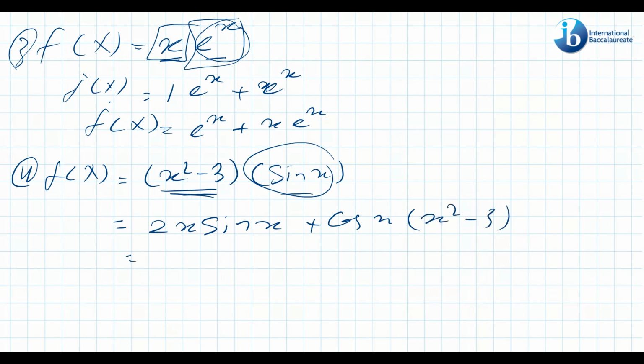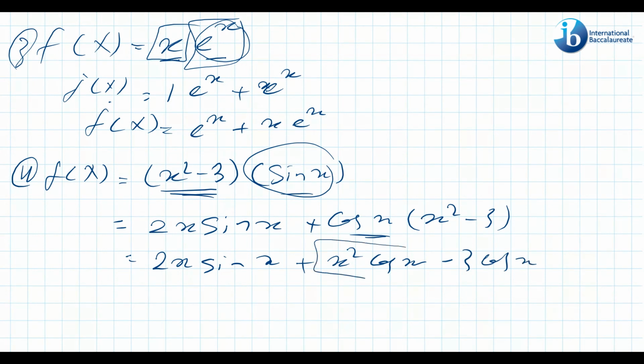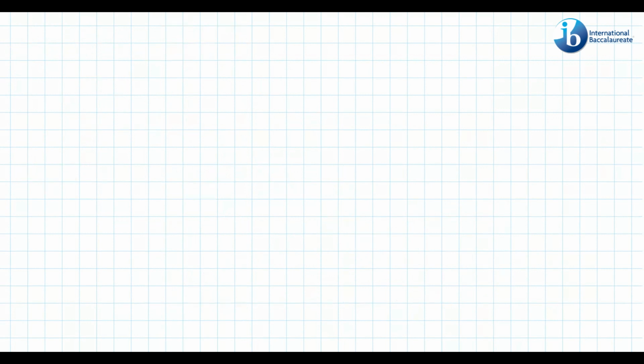And then it becomes 2x sine x plus x squared cosine x minus 3 cosine x. We're going to put this one first: x squared cosine x plus 2x sine x minus 3 cosine x. Is it clear? Yes. Okay. What about the quotient rule?